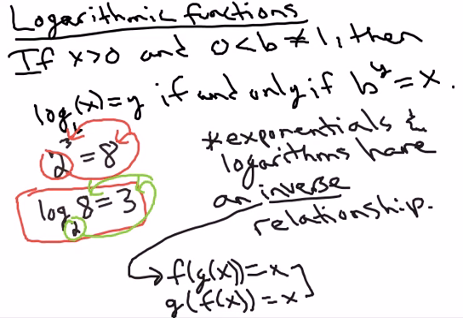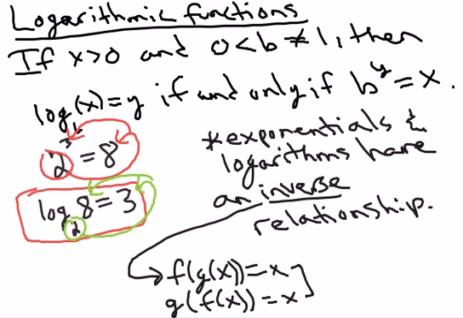Also remember that graphically, this means that if I were to graph this function and this function on the same coordinate plane, they would actually be the exact same graph reflected over the y equals x line. So if I graphed this graph, then I reflected over the y equals x line, I would get this graph. So I can see this relationship graphically as well.